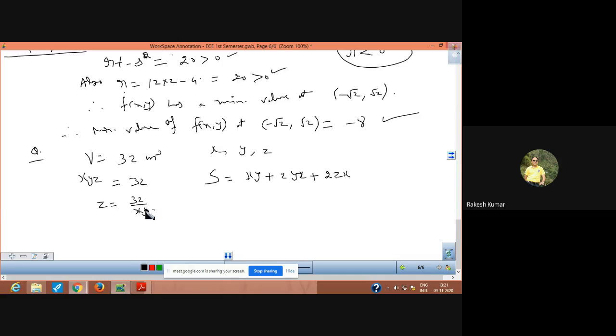Now this value of z can be substituted here, that is xy, z can be substituted, and this comes out to be 32, that is 2y over 32 over xy plus 2x over 32 over xy. So ultimately it comes out to be xy plus 64 over x plus 64 over y. This will be the surface area now.